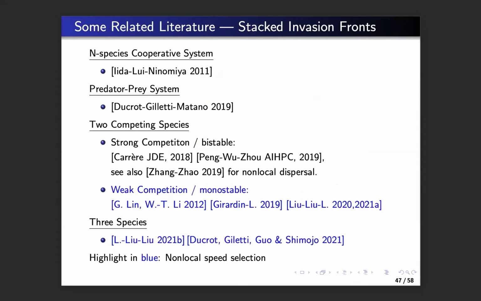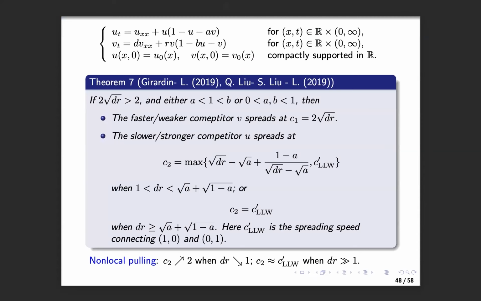Stacked invasion. There are different works here, and the highlighted ones are related to the non-local speed selection we discussed before. There is just one more mechanism. For competition systems, there is a pushed wave, so there has to be a correction to the formula. Otherwise, you see the formula we have seen before. This is lambda star, and this is the local environment.